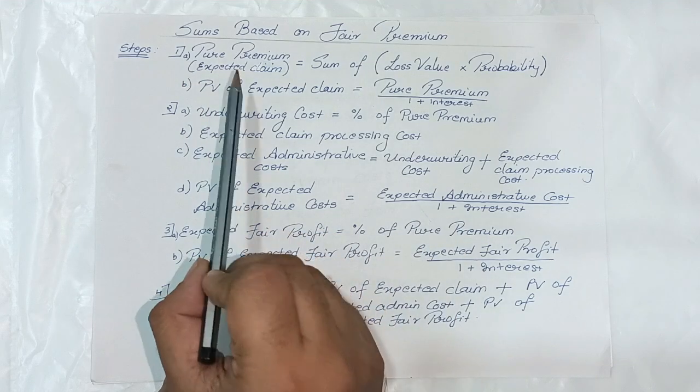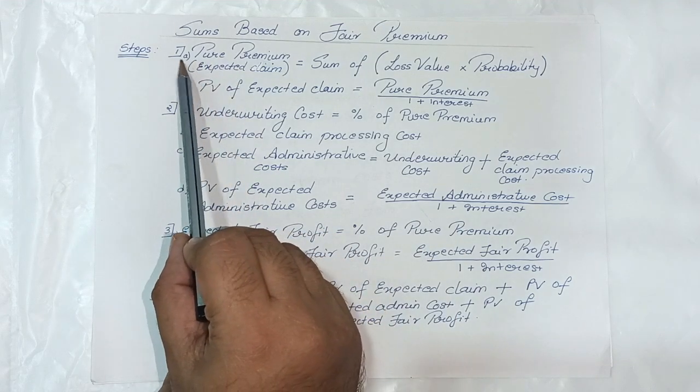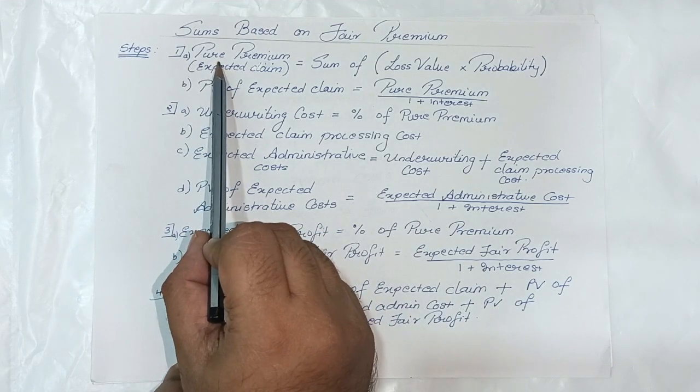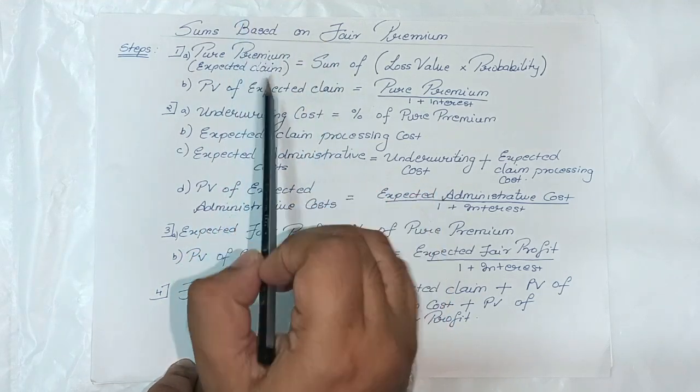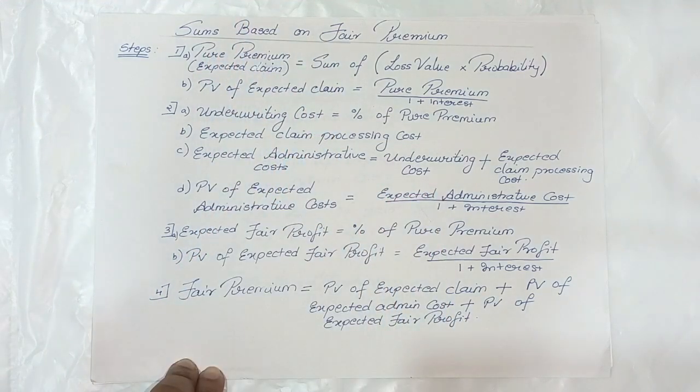So the steps are: number 1, under the first step you need to first find, remember, in order to find fair premium you need to find 3 things: PV of expected claim, PV of expected administrative cost, and PV of expected fair profit. Remember, fair premium is PV of expected claim plus PV of expected admin cost plus PV of expected fair profit. So 3 steps are required in this. So let us start with the first one.